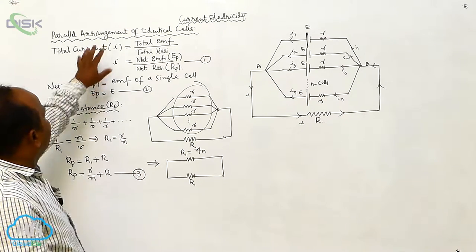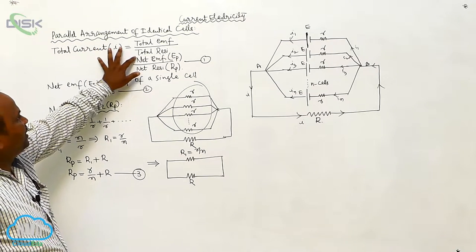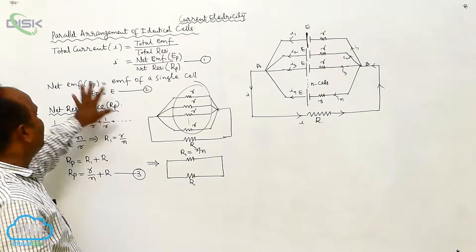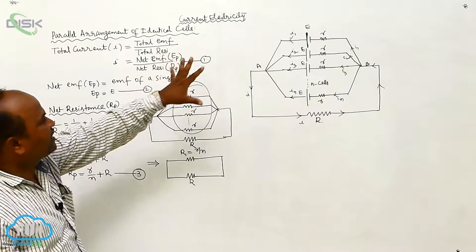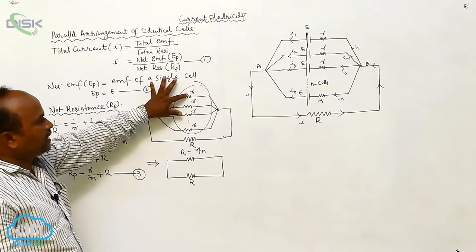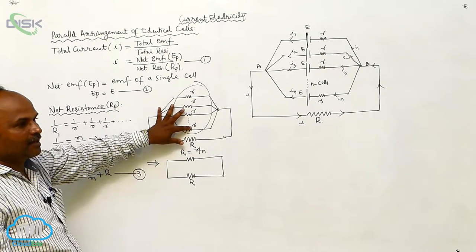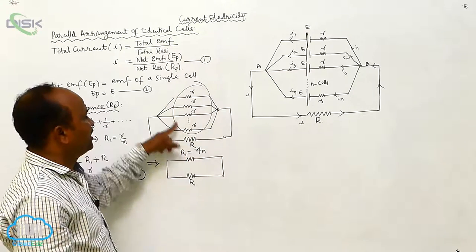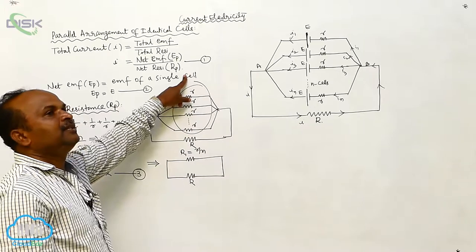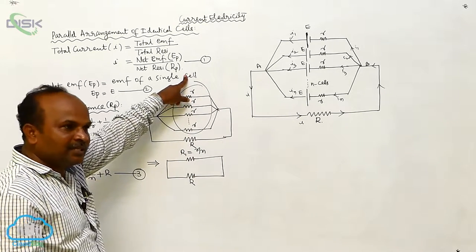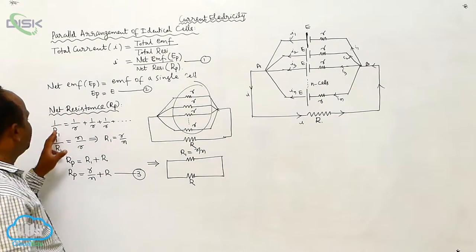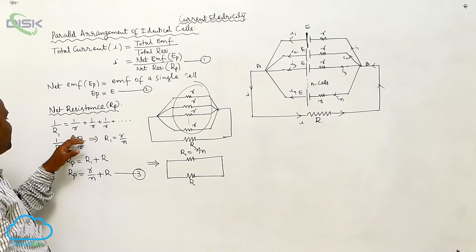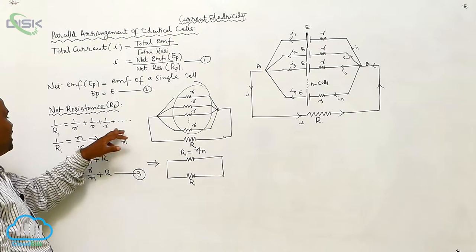Now, in order to calculate the net current, you want to calculate net EMF and net resistance. Net EMF is nothing but the EMF of a single cell, E. I want to calculate net resistance. Only the resistance calculation I have drawn here. The internal resistances are connected in parallel. Next, there is the external resistance. The resultant of the internal resistances is represented by R1. Because these are in parallel, 1 by R1 is equal to 1 by r plus 1 by r plus 1 by r and so on for N cells. Therefore, 1 by R1 is equal to N by r. Therefore, R1 is equal to r by N.